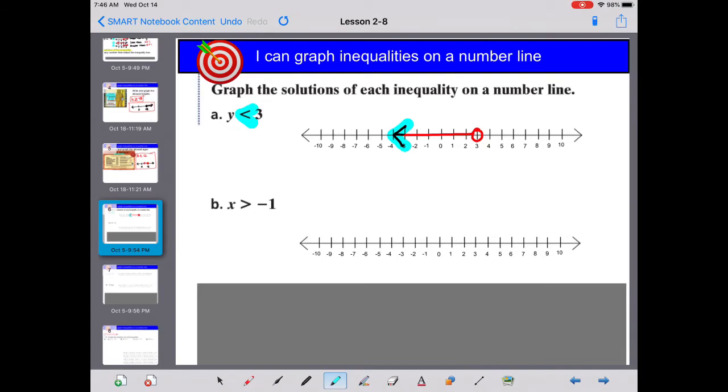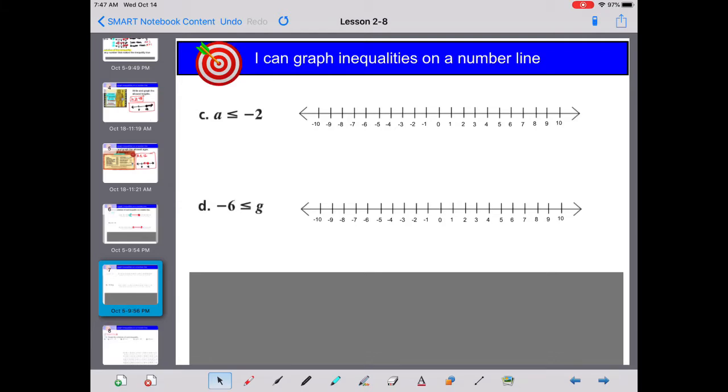The next problem. X is greater than -1. So I put a circle at -1. Then I ask myself, is -1 greater than -1? No, it's equal to. So I don't fill in the circle, leave it open. Then I need to draw or include numbers that are bigger than -1. Well, all numbers bigger than -1 are to the right. So I draw it with my arrowhead.